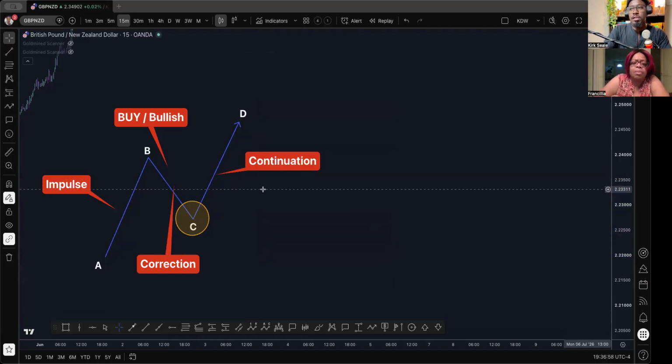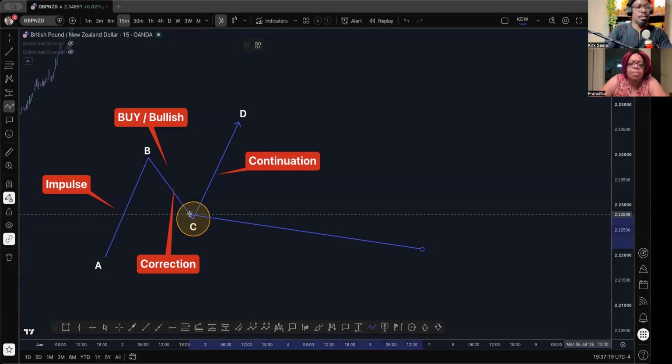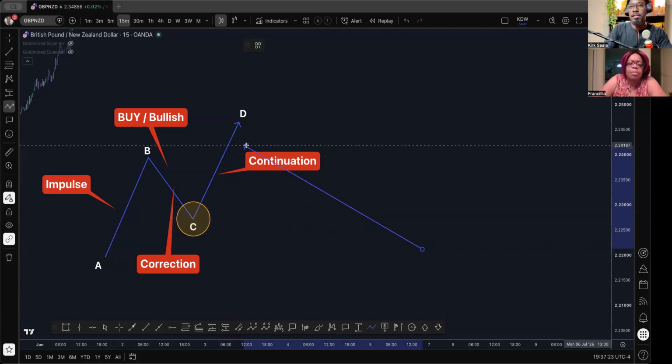And we need to know these three so that we know where we are when we're looking at the chart, right? We're trying to figure out if we could buy or not. So if you knew for sure that you only want to place a buy at C, C happens at the end of the correction phase. And it is between C and D during the continuation phase. That's where we make our money.